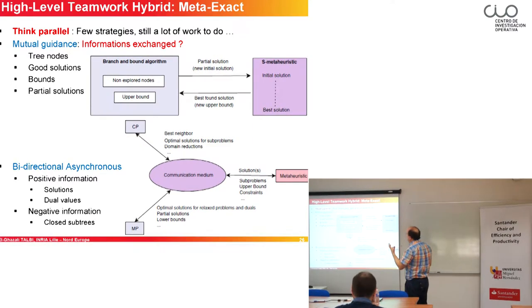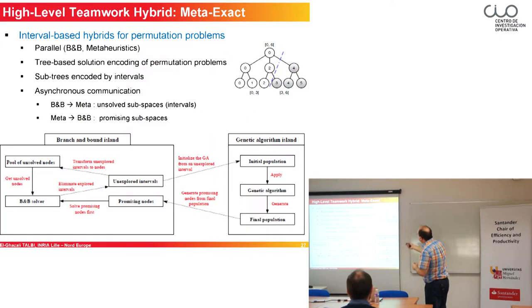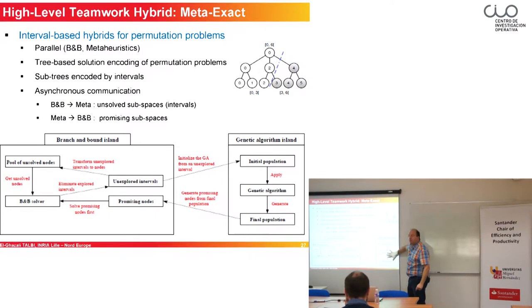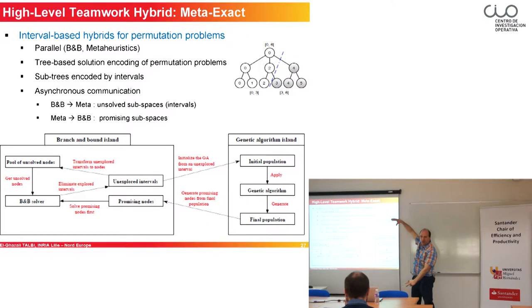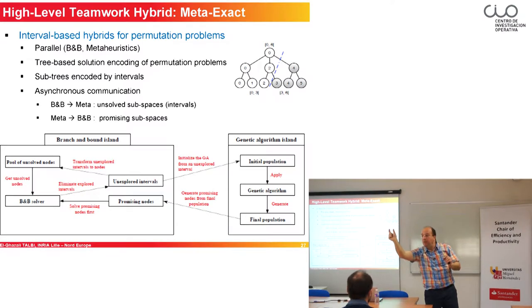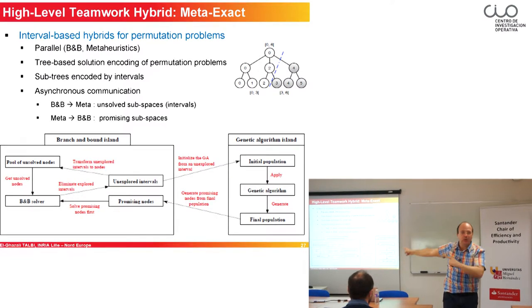I don't have time here, but in a PhD work two years ago, we designed, just in two words, because it's a complex model, but just to give you an idea, a very nice model combining branch and bound, mathematical programming, and metaheuristics boxes. But those boxes are thousands of different boxes. Branch and bound can be thousands of different branch and bounds. Each branch and bound will focus on a subtree.